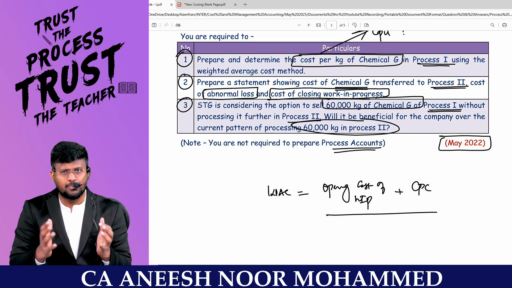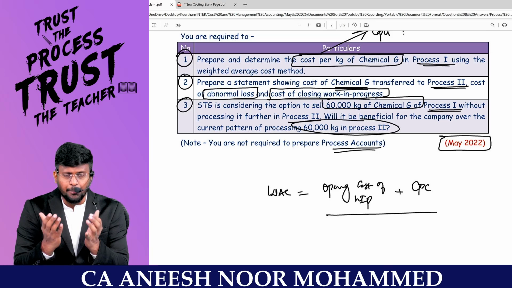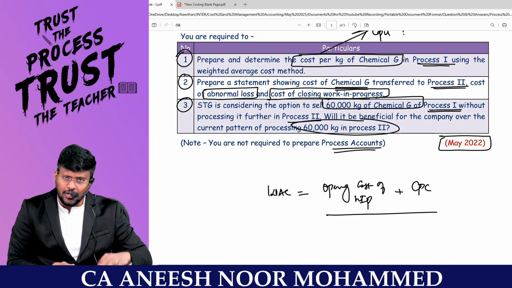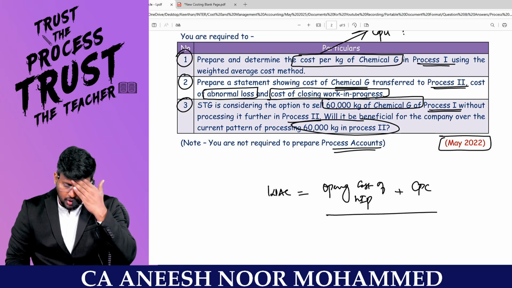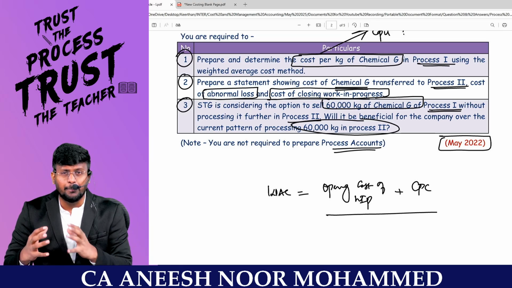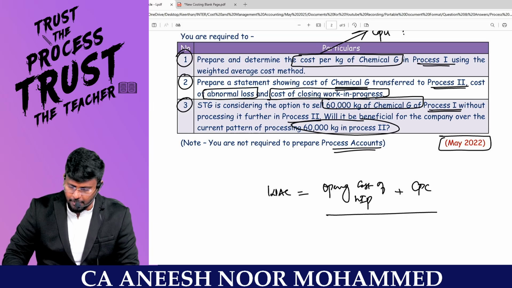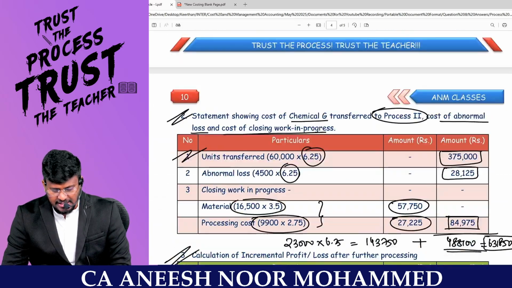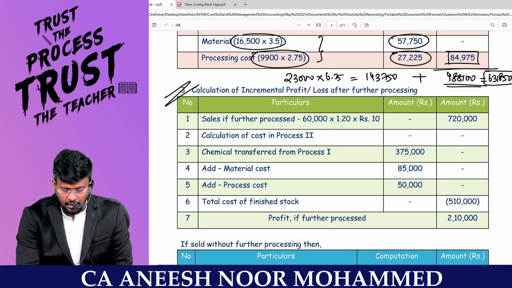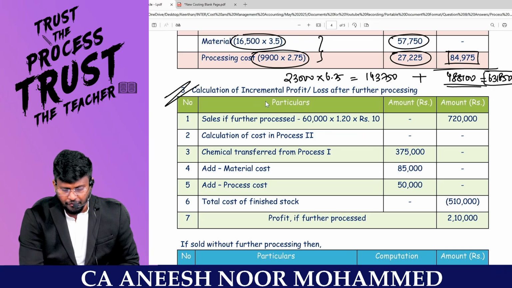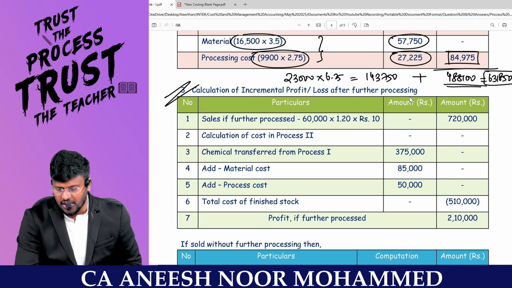So what we are supposed to check? What is the profit we will be getting after further processing of 60,000 kg, or what will be the profit status if we sell after completion of process number 1? That's the decision making part we are doing here. Calculation of incremental profit or loss after further processing.